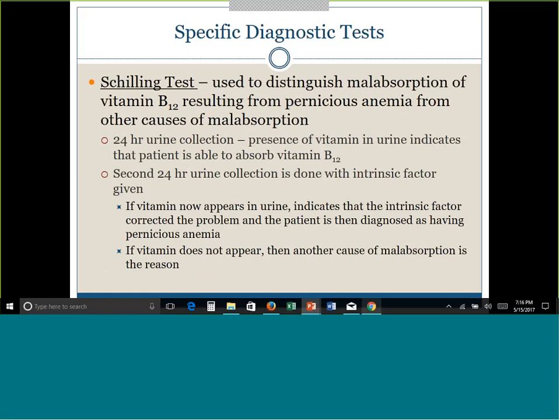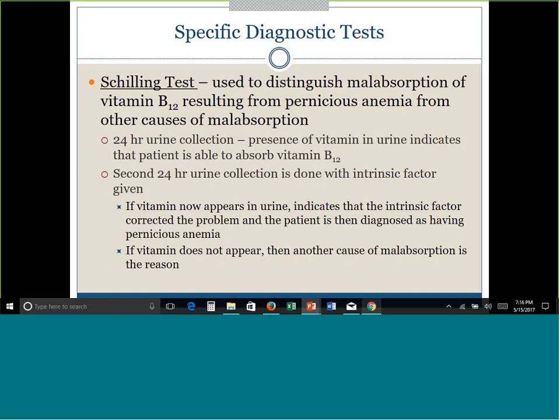So the Schilling Test is the test that's really used to determine is it pernicious anemia or some other type of malabsorption. So if the doctor is trying to figure out, okay, we see you're low in vitamin B12, are you low in vitamin B12 because you're just not absorbing anything really, or is it because it's specifically pernicious anemia where you are missing the intrinsic factor to absorb it?